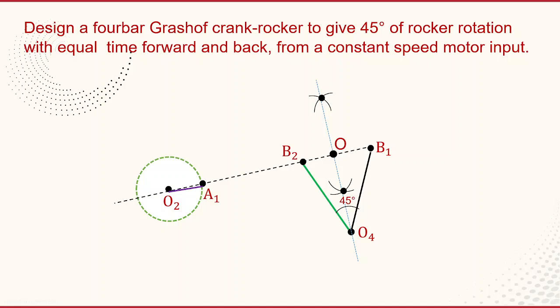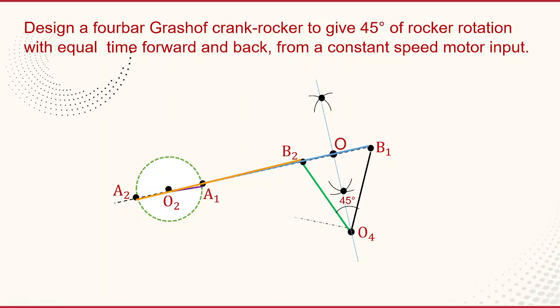Now A1 is one extreme position. Join A1 to B1, that is one link. That link is called the coupler link. Now see the other extreme position: from A1 to the other end of the circle, mark the point. That is assigned as point A2. Now A2 to B2 is the other position.